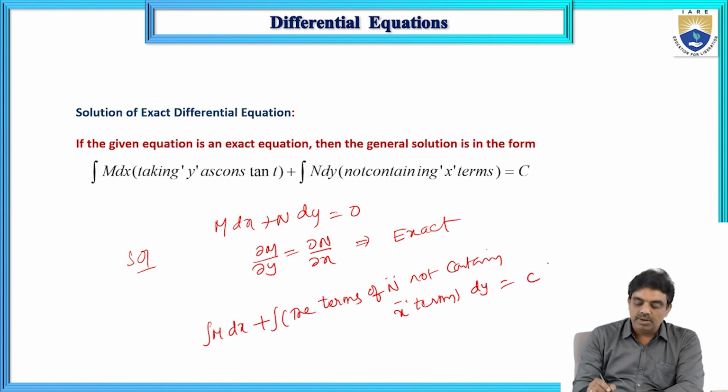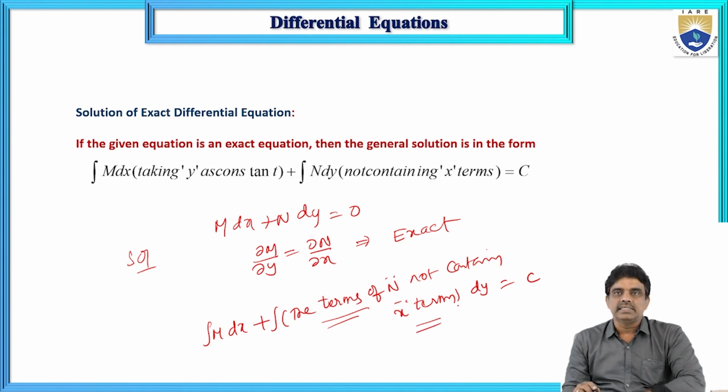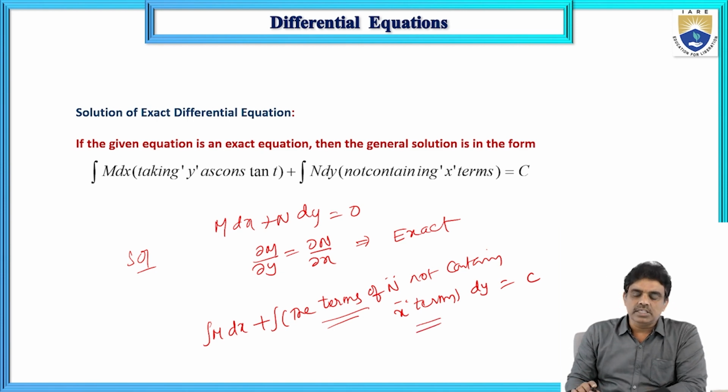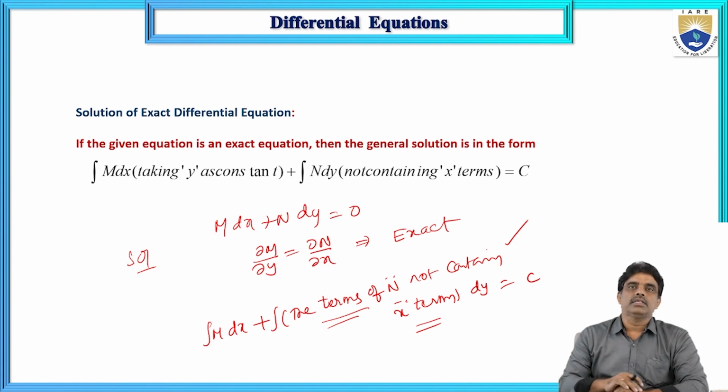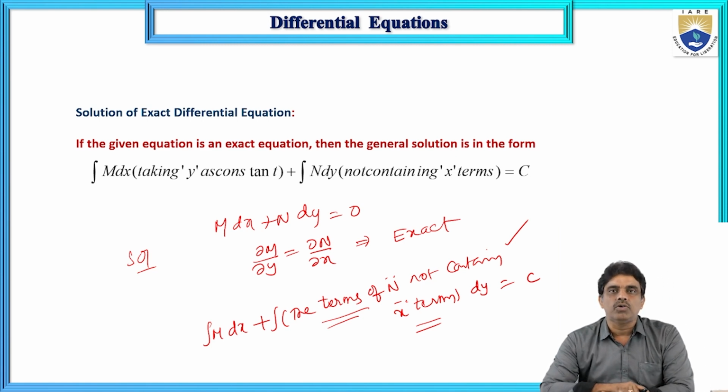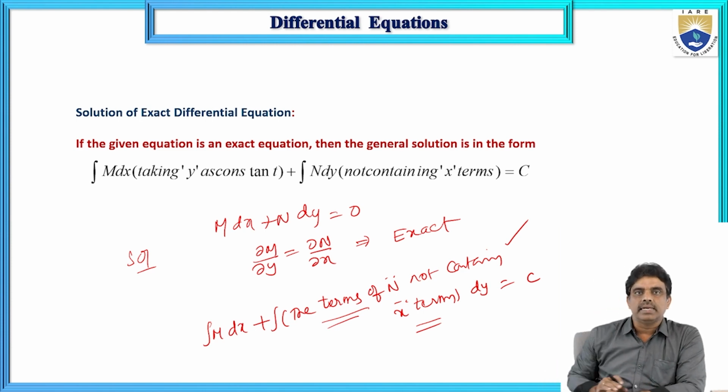So in the second integral, we have to write only the y terms. If there is any x term, we have to omit that. In this way, the solution will be for the exact differential equation. So you have to remember that the condition for exactness is ∂M/∂y is equal to ∂N/∂x. If the condition is satisfied, the equation is said to be exact.